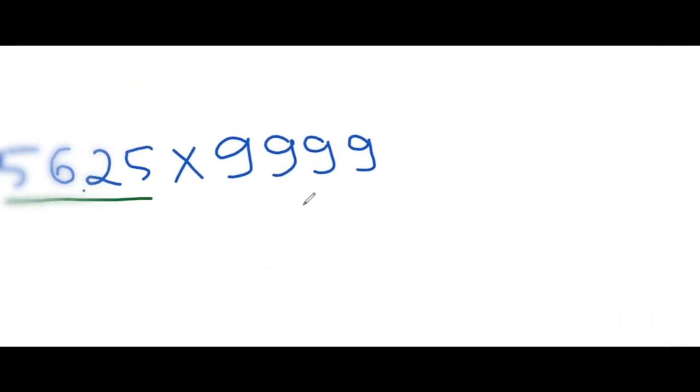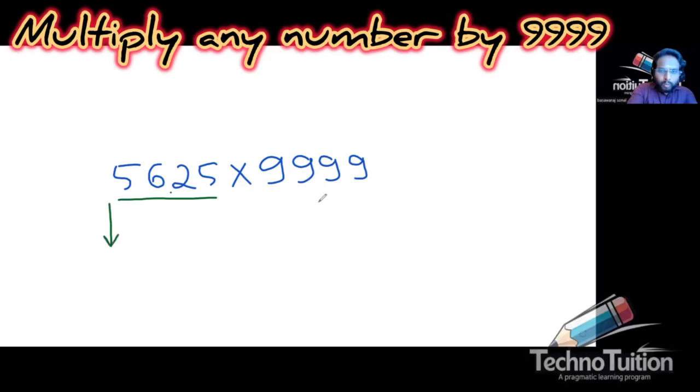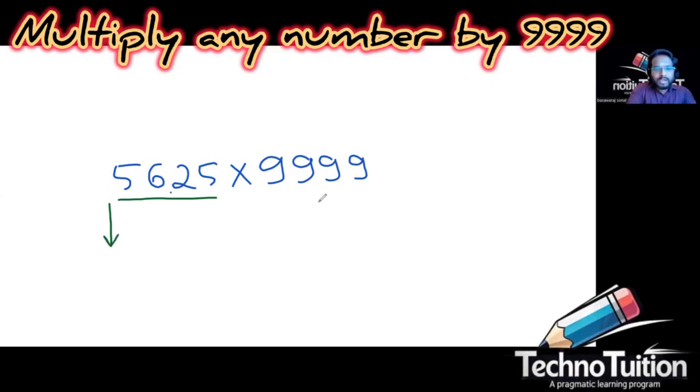We will reduce this number by 1. Let's subtract 1 from this. How much are you going to get? 5, 5624. 2, 4. Next step is 9. Subtract 5 from 9. How much are you going to get? 4. 4 I'll write here.